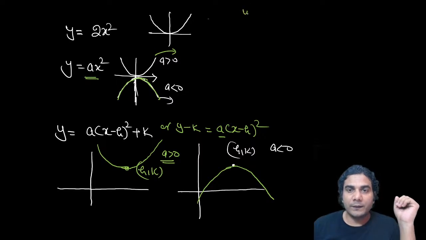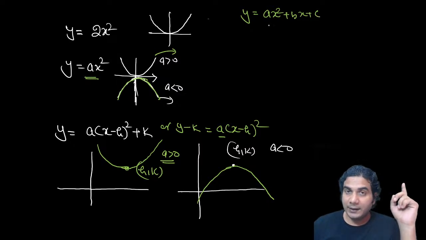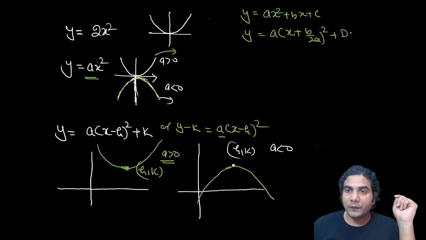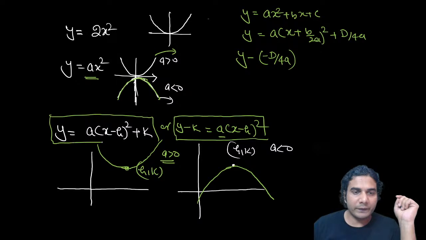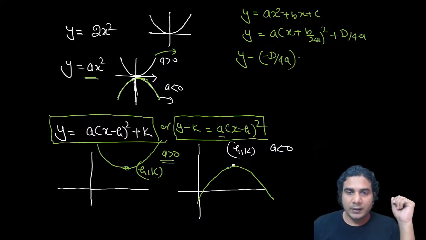Now let's plot the graph of y is equal to ax square plus bx plus c. We can write this quadratic equation as a perfect square, and we can write y is equal to a times (x plus b by 2a) the whole square plus D by 4a, all right? Then you can write y minus D by 4a. I'm writing like this so that we can compare with this equation. Same thing. The only difference is that a is positive in the first and negative in the second. We have considered that, so according to it, the parabola will be either upwards or downwards, all right?